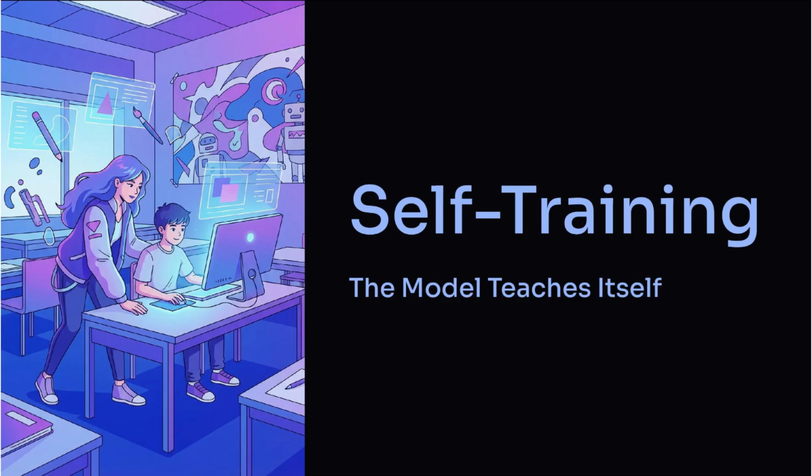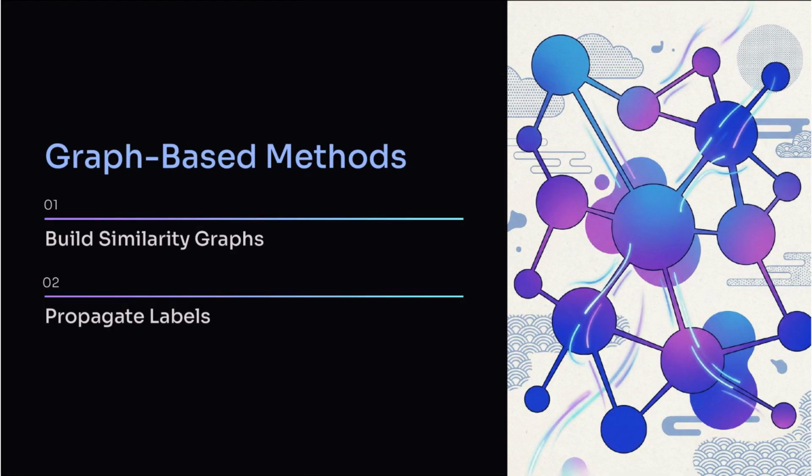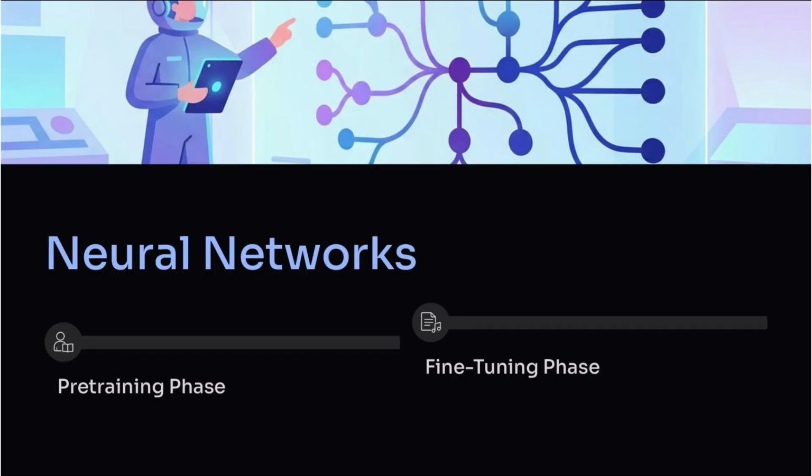Neural networks often use pre-training followed by supervised fine-tuning, a semi-supervised pattern. Pre-training learns general representations that reduce dependence on labeled data. Transfer learning reuses knowledge from related tasks, further reducing labeling requirements.